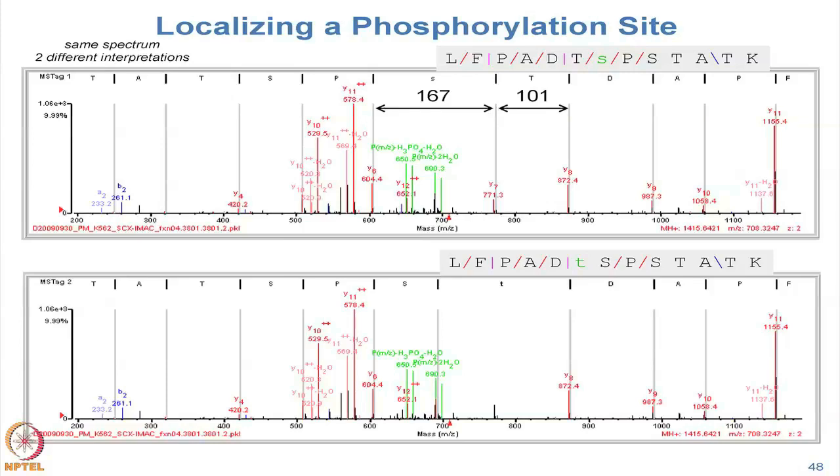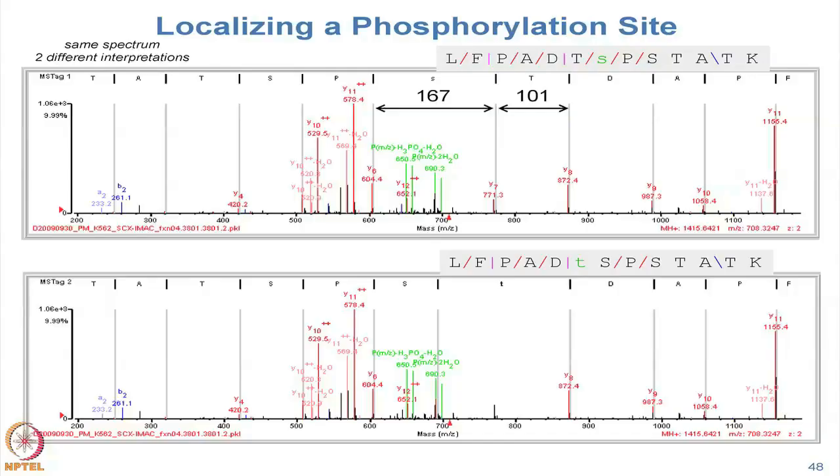The fundamental premise of being able to pick where the phosphate is, is that you have to have fragmentation between the possibilities. In this case, you have this single ion right here in the spectrum, which can be interpreted as the Y7 ion for cleavage right there, where 101 would be the mass of threonine in its unmodified form, and 167 is the mass of serine, which is 87, plus 80, which is the phosphate.